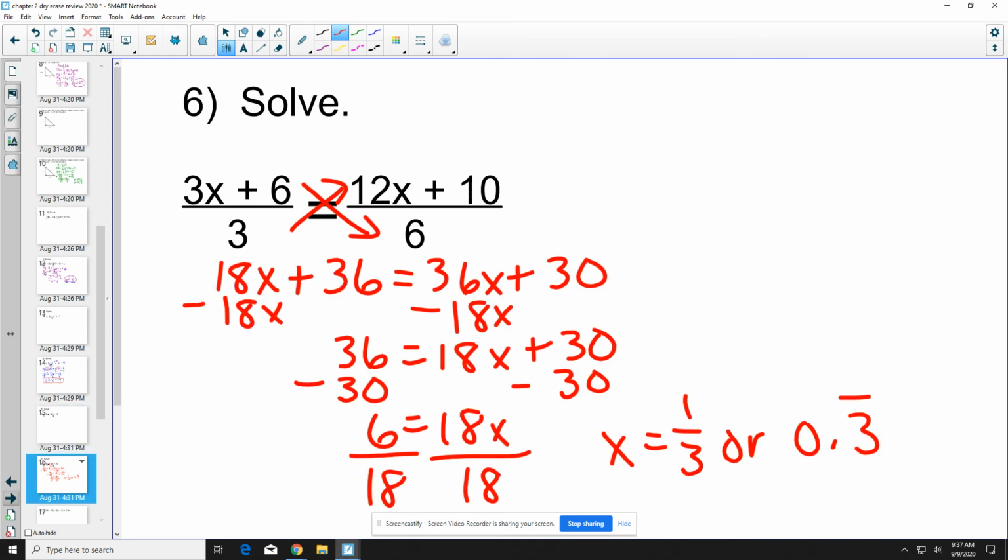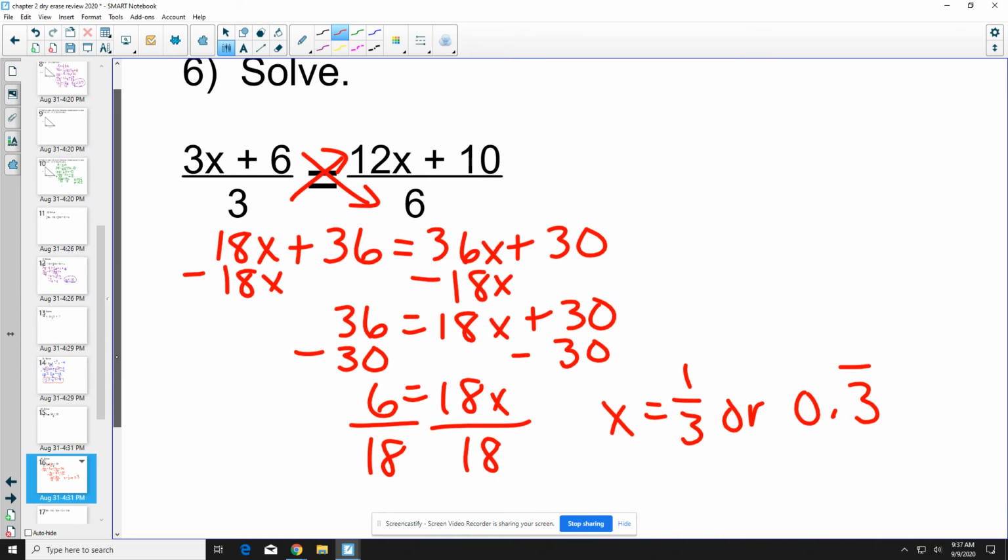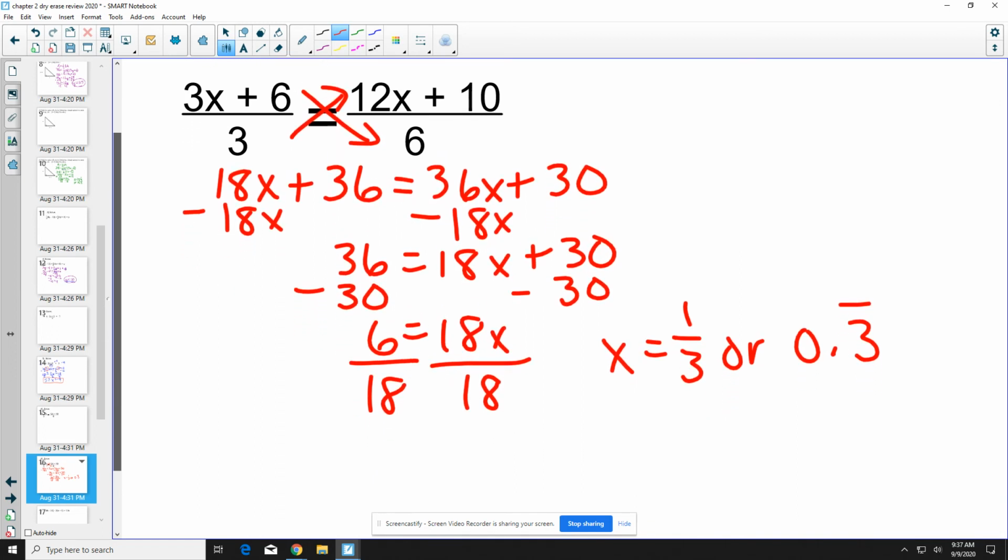All right, so this is a proportion, and one way to solve this is to cross multiply. To me, that's the easiest way. So when I cross multiplied, I had to be careful to use the distributive property. I had to take this 6 here times 3x plus 6, and this 3 times 12x plus 10. So see if you got 18x plus 36 equals 36x plus 30. And then I just subtracted 18x, subtracted 30, divided by 18. You can answer as x equals 1/3 or x equals 0.3 repeating.